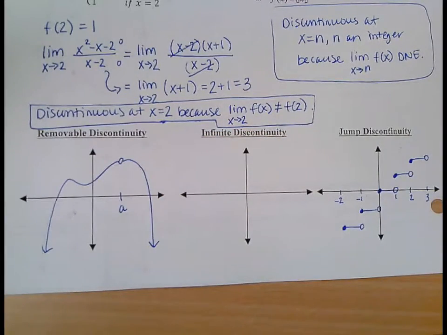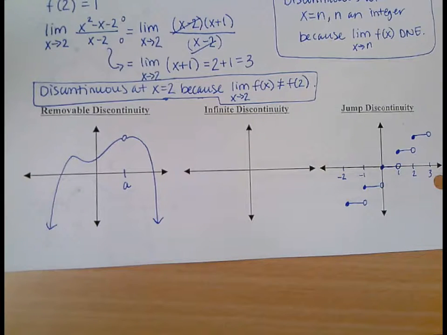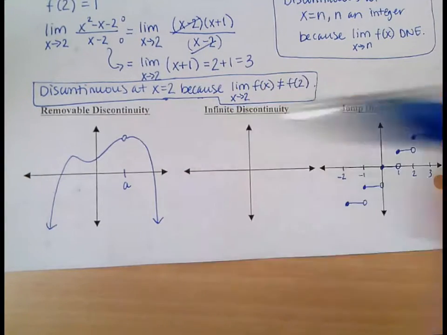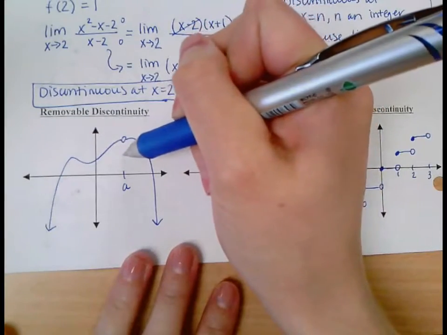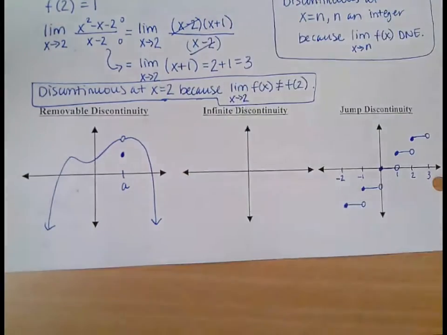So a removable discontinuity would be if you just have a hole in the graph. Why it's called removable is the idea is you could make it continuous if you could just fill in that hole. So that's why it's called removable. It's kind of like you're just taking a point away. It would also be removable if I actually had a function value, as long as it wasn't at where the hole is, that's also removable. And then an infinite discontinuity is if you have an asymptote.